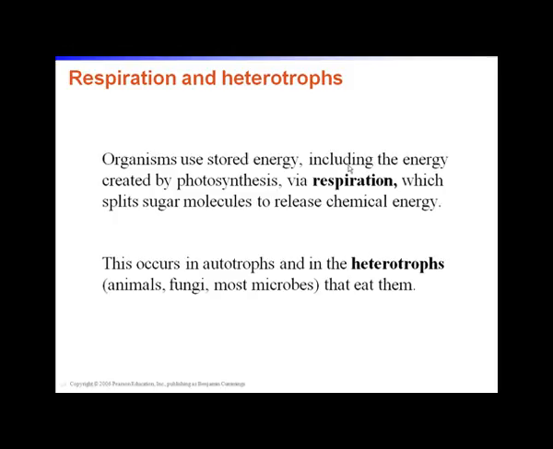Organisms use stored energy, including the energy created by photosynthesis, via respiration, which splits sugar molecules and releases chemical energy. Just like that initial segment we talked about, you take that potential energy in the glucose, you break it apart, and you get energy that can be used by the cells in the organisms to do the work they need to do, to maintain, to build, etc. This process occurs in autotrophs, primary producers like plants, and in heterotrophs, organisms that are dependent on eating other organisms, so animals, fungi, and most microbes.